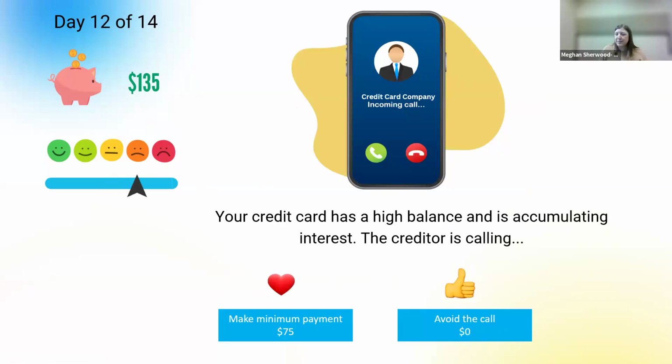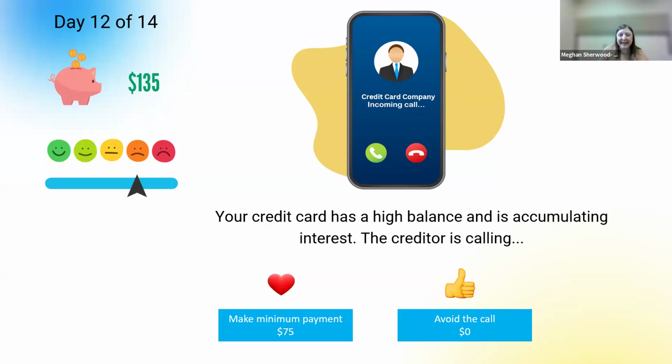Okay. Unfortunately, we've put some items on credit cards. So we're now receiving a phone call that our credit card has a high balance and is accumulating some interest. So a creditor is calling. Do we want to make the minimum payment for $75, or do we want to avoid the call and just kick the can down the road on that one?